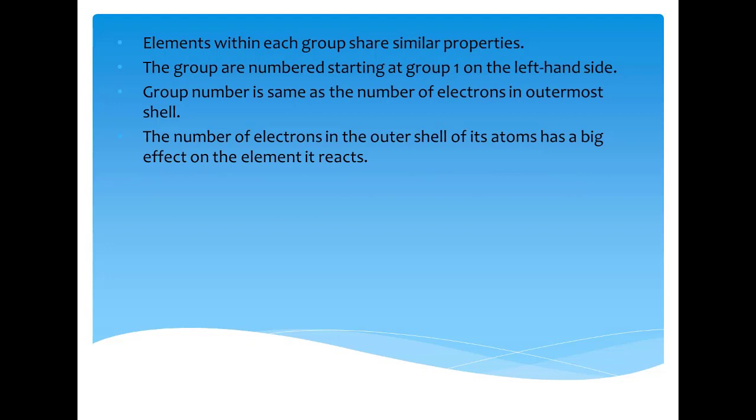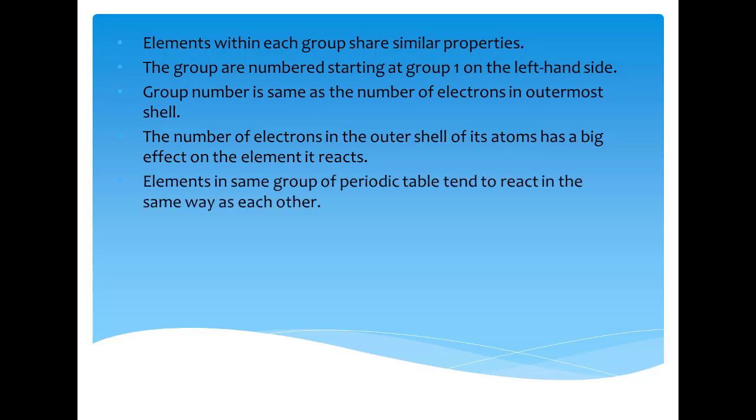The number of electrons in the outer shell of its atoms has a big effect on how the element reacts, meaning on the element it is going to join or combine with. Elements within the same group of the periodic table tend to react in the same way as each other. Let's suppose oxygen and sulfur are in the same group, they will react the same way, or carbon or any other.